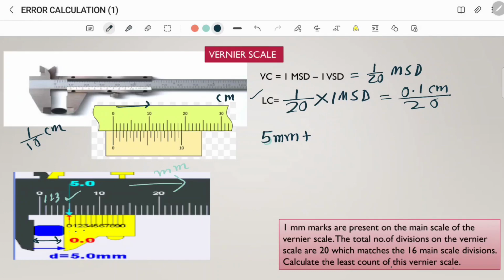And for us, this marking is closely matching with the main scale marking. So this is the 10th marking on the vernier scale.